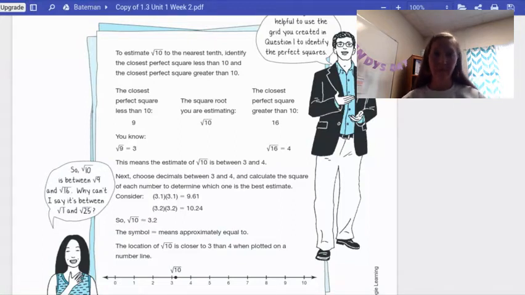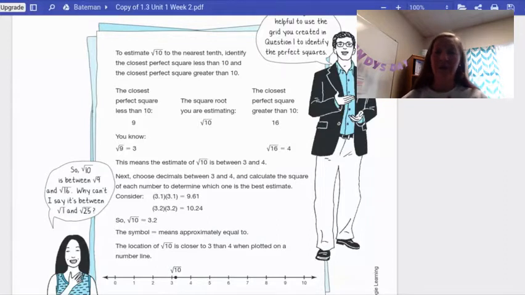Sometimes we have to find the square root of a number that's not a perfect square, which means that we're not going to have an answer that's a whole number. However, we can use our perfect squares to help us estimate that value. So for example, to estimate the square root of 10 to the nearest tenth, we can identify the closest perfect square that is less than 10 and the closest perfect square that is greater than 10.